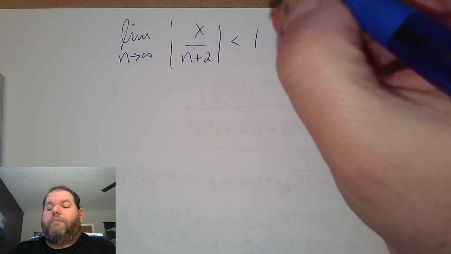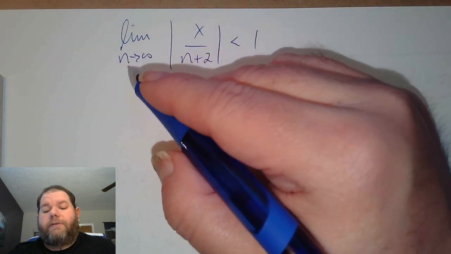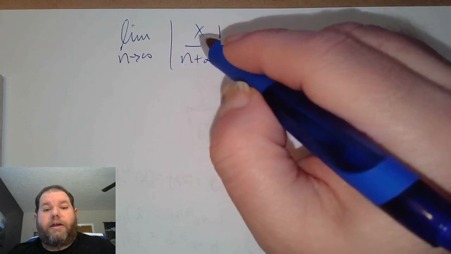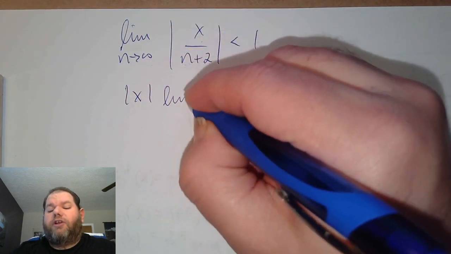Now, n is already going to be a positive number. N is a positive number that's approaching infinity. X, however, can have positive or negative values. We don't know yet. So what we can do is we can change it to this.